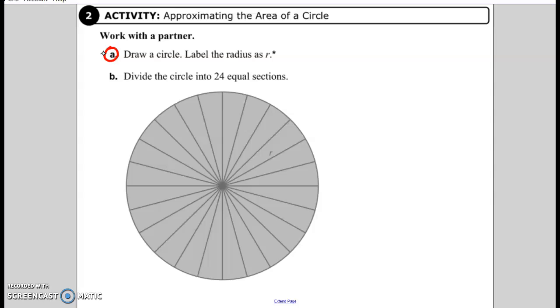If you can't, it's asking you to divide it into 24 equal sections. If you don't have the capabilities of doing this at home, just borrow this activity as your own. This might be a better use of your time, to just use the circle that they did. And so here we have labeling the radius as r. Any one of these would have been fine. And so if you divide it into 24 equal sections, that's what this would look like.